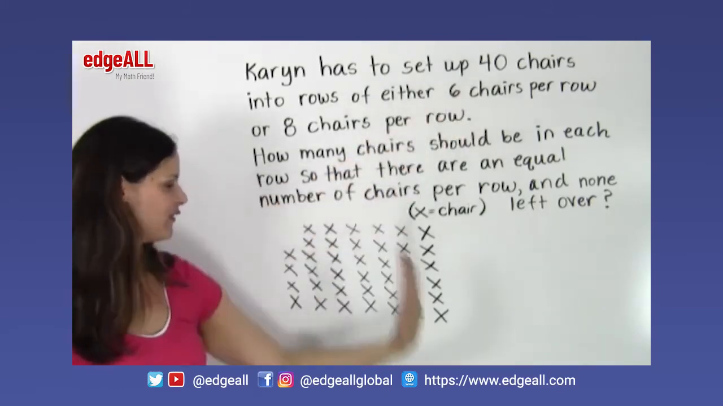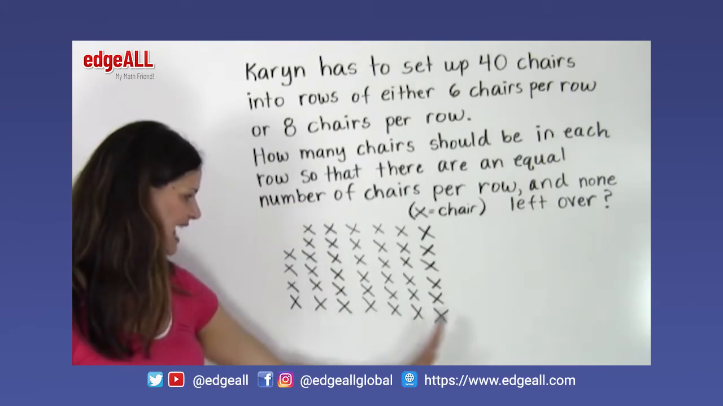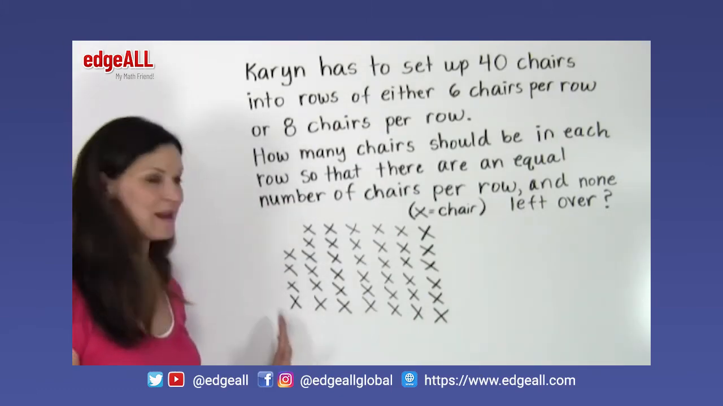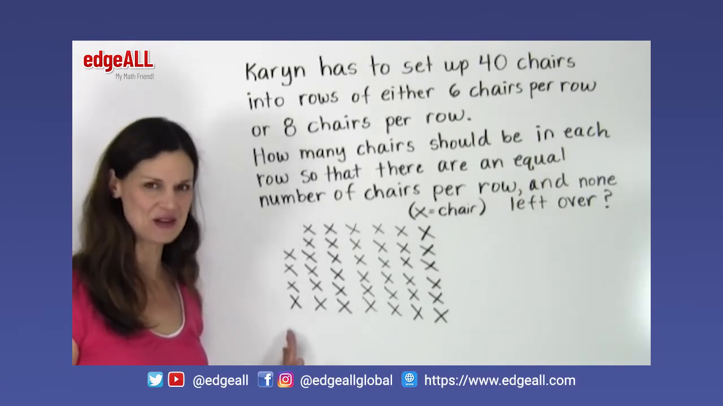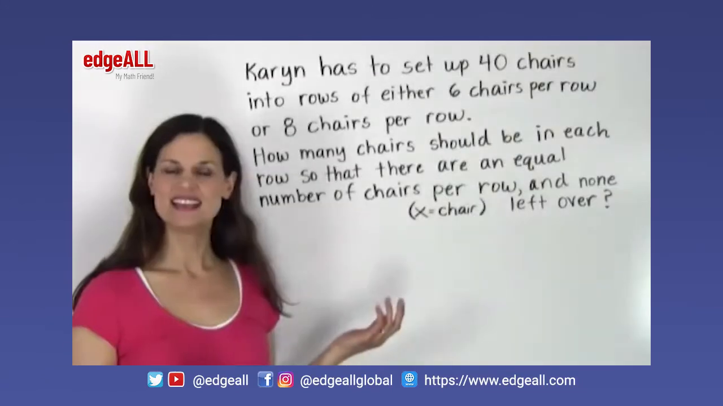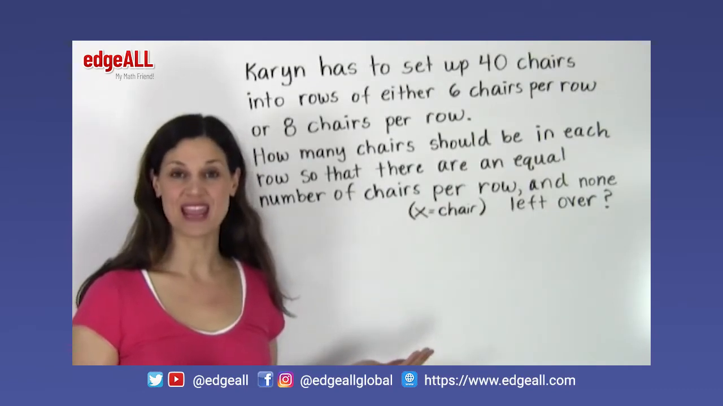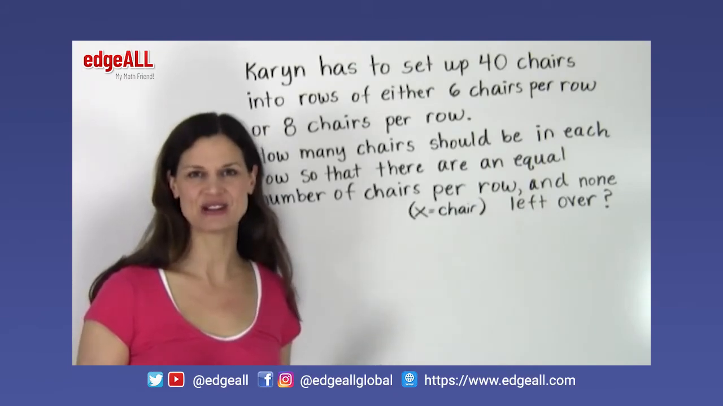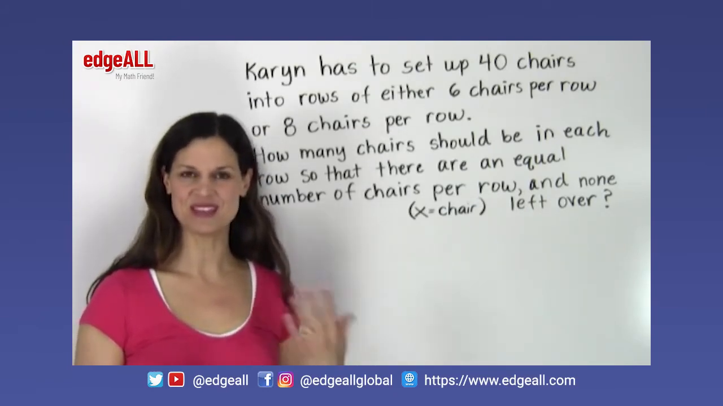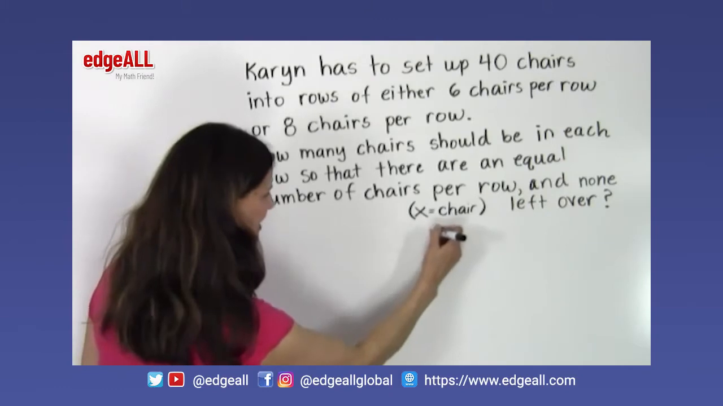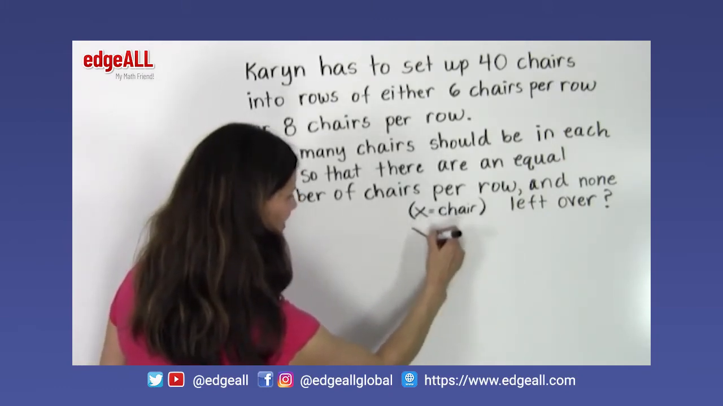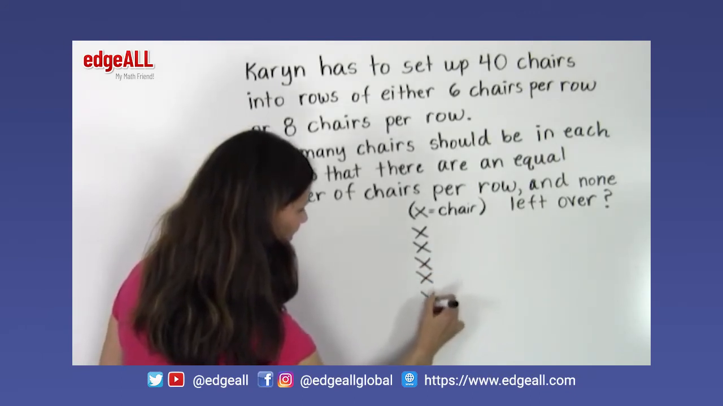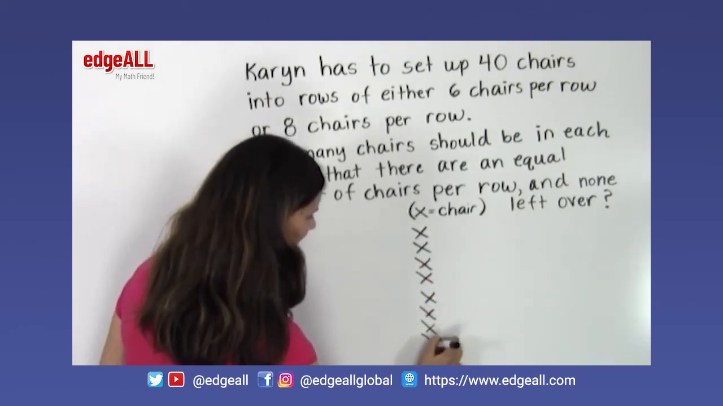When I divide 40 by 6, I end up with 6 rows and 4 remaining leftover chairs. Now let's attempt to arrange our 40 chairs in rows of 8 chairs per row. And again, we'll do this visually. So in our first row here, we'll start out with 8 chairs. 1, 2, 3, 4, 5, 6, 7, 8.